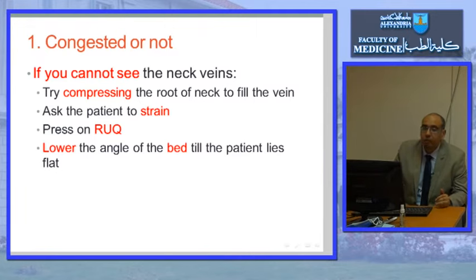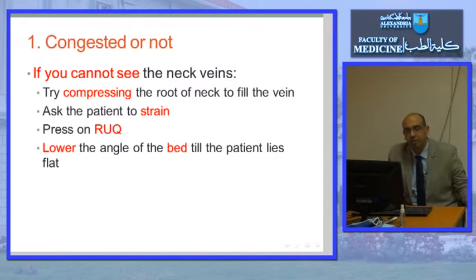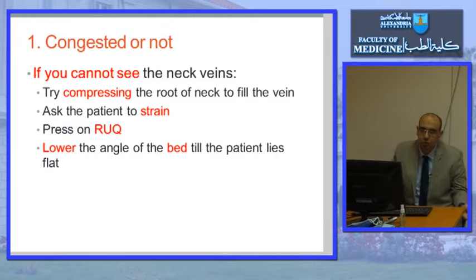If we cannot see the neck veins, we might do some things to make them clearer. We might compress the root of the neck to fill the vein. We might ask the patient to strain. We might compress the right upper quadrant, and we might lower the bed. As we said before, the bed should be at 45 degrees, but if it is not visible, I might lower the bed so the patient lies flat, and then the neck veins will become more obvious.